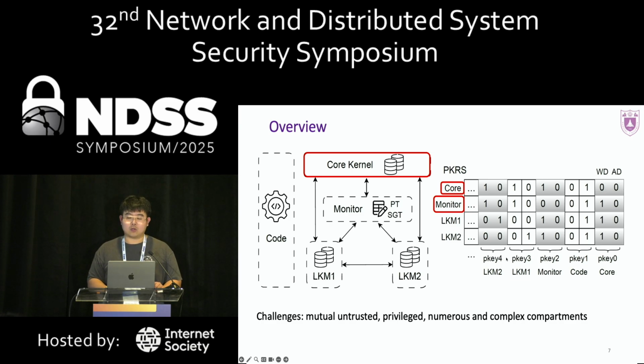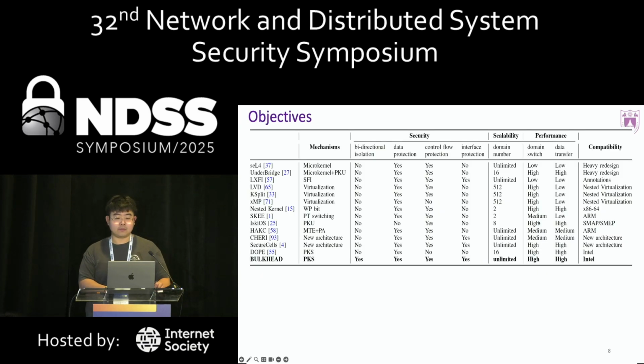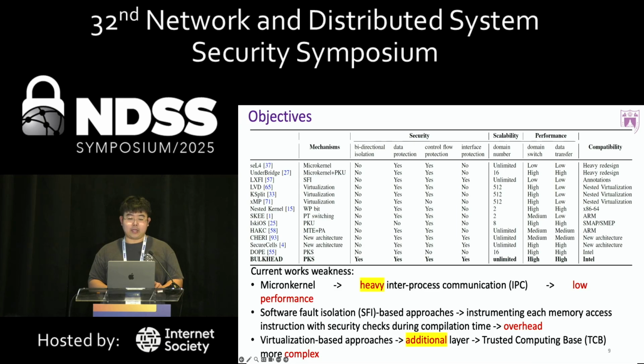While it sounds straightforward, employing PKS in kernel compartmentalization presents unique challenges due to the mutually untrusted and complex environment. With a systematic survey, we summarize the objectives of kernel compartmentalization in 4 domains: security, scalability, performance, and compatibility. The weakness of current works is shown as below.